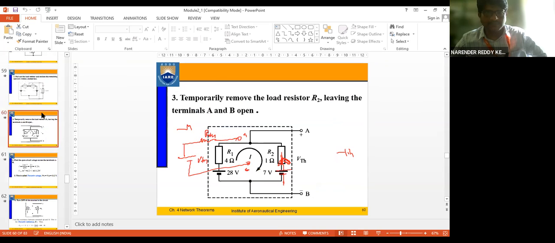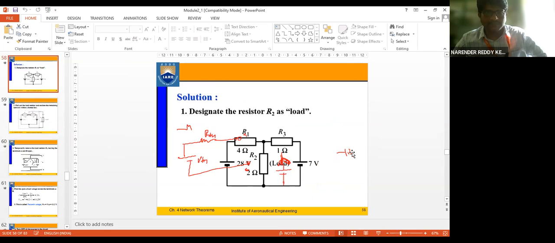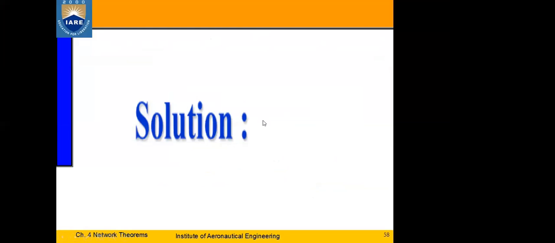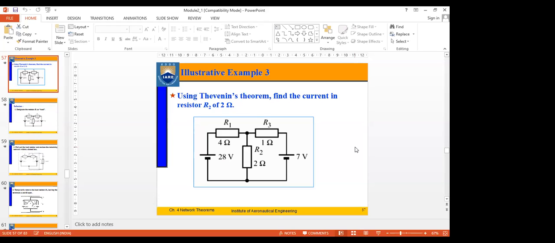Okay, let us take this example. Please quickly just give me the values if possible. Is the screen visible? Yes, sir. So I'll just go with this. This is okay, right? Using Thevenin's theorem, find the current in resistor R2 of 2 ohms.